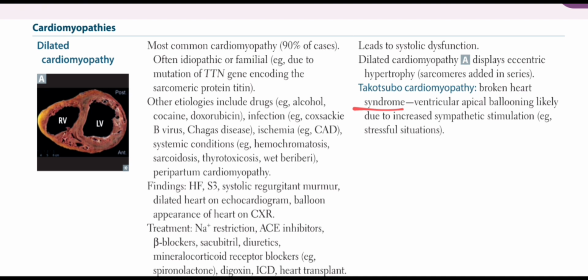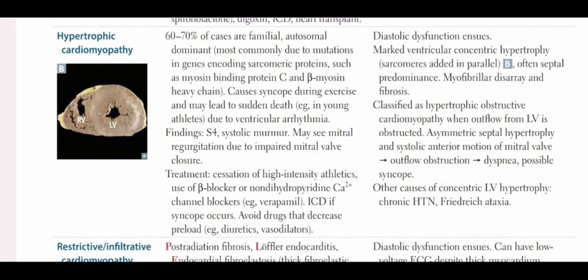So it is basically due to ventricular apical ballooning, which is likely due to sympathetic overstimulation such as stress stimulation. So what happens is when there is a surge of sympathetic activity, this results in ventricular apical ballooning, and the ventricular apical ballooning results in eventual rupture of the heart tissue, resulting in broken heart syndrome, also known as cardiomyopathy.